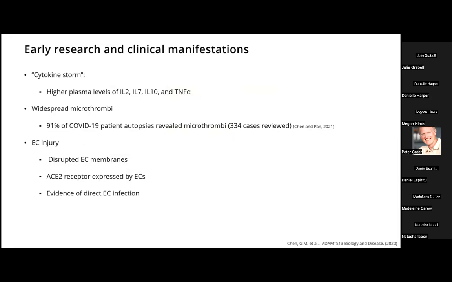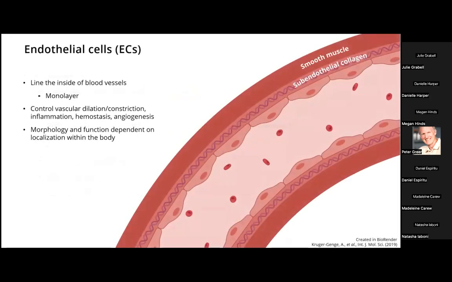They found that there were disrupted cell membranes, that some endothelial cells expressed the ACE2 receptor, and that there was some evidence of viral inclusion in endothelial cells. Now I want to provide a bit of background on the actual endothelial cells, because as I mentioned, they're very much implicated in this COVID-19 associated thrombosis and therefore play a big factor in my project.